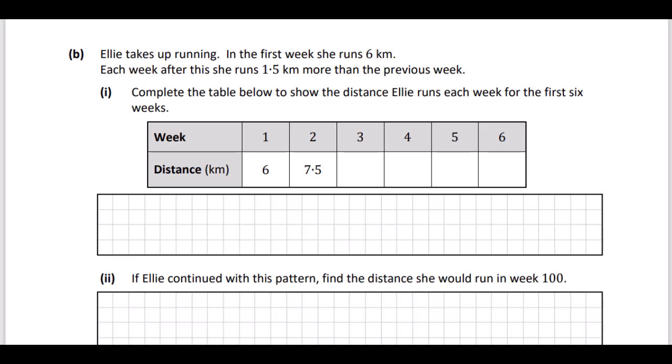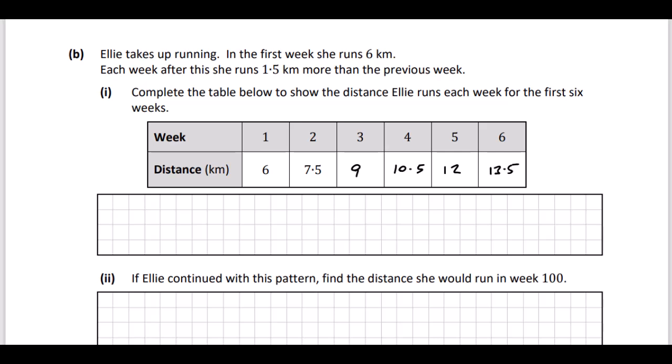Ellie takes up running. In the first week she runs 6 kilometers. Each week after this she runs 1.5 kilometers more than the previous week. Complete the table to show the distance Ellie runs each week for the first 6 weeks. All you've got to do here is just add 1.5 to each of the values. So we're going from 7.5, add 1.5, you'll get 9, add 1.5, you'll get 10.5, add 1.5, you'll get 12, and then add 1.5, you will get 13.5.